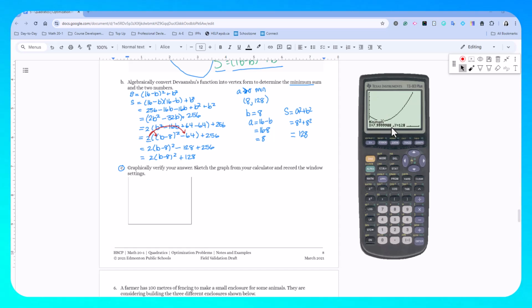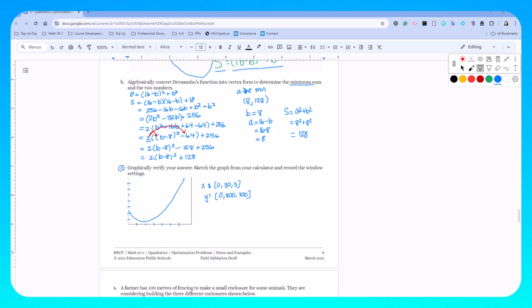Now again, this sometimes happens. It definitely happens on my virtual calculator. It also sometimes happens on my actual physical calculator. But really all that is saying is when x equals 8, y equals 128. So let's write that in. So there we go.